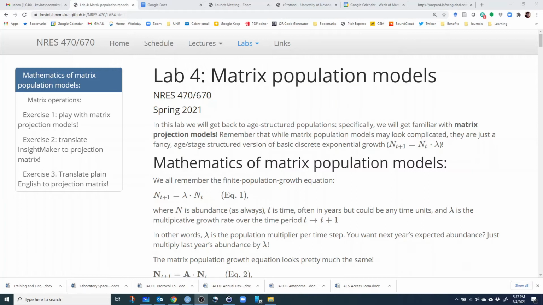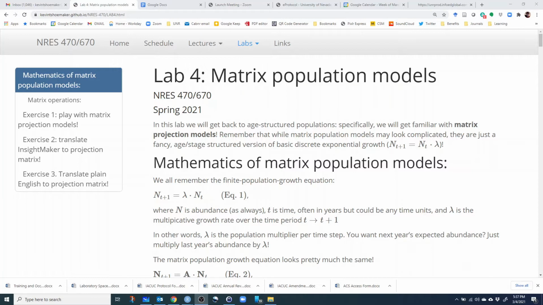So what I'm asking you to do is to step out of your comfort zone a little bit and don't be afraid of matrix population models. That is a barrier to learning. Let's just get right into it, and hopefully it won't be as difficult as you might think.